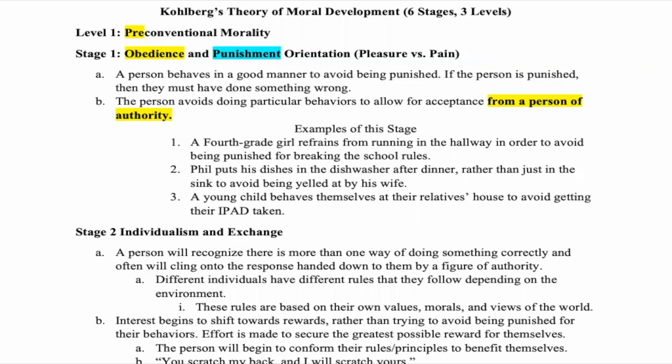Another example, a young child behaves themselves at the relative's house to avoid getting their iPad taken. The kid may not care about behaving at their family's house, but they're like, you know what? I would rather behave myself and get to keep my iPad than to cut up, get my iPad taken, and then I'm outside of what I want. So again, obedience and punishment orientation is where the person will be obedient and listen to a person of authority, a person they admire and or know in their life, to avoid being punished in some way, shape, or form.